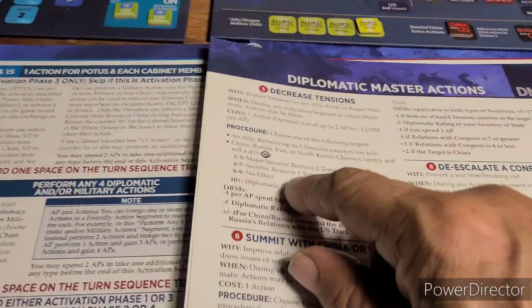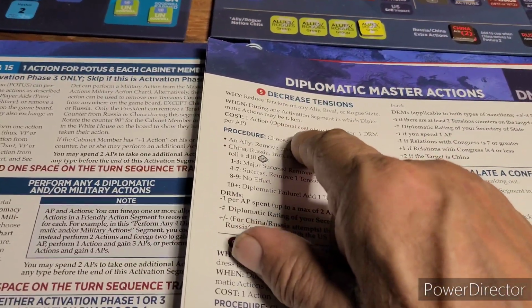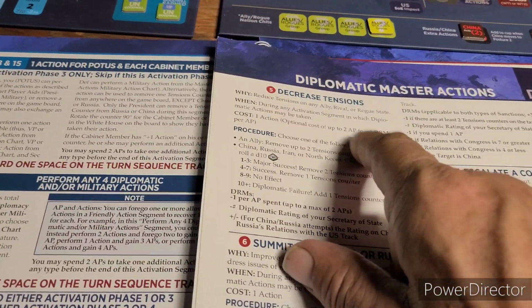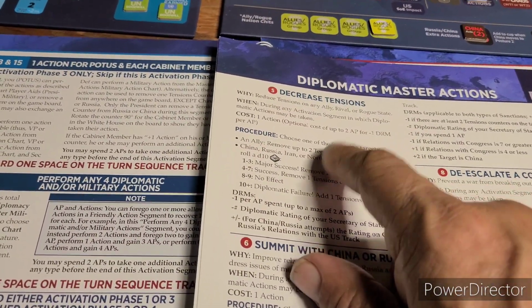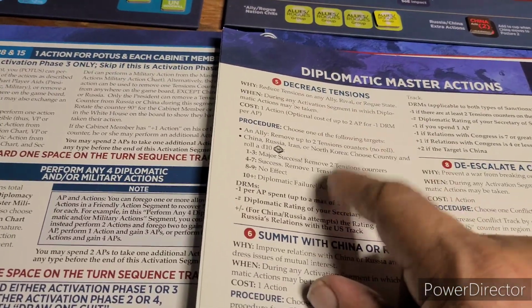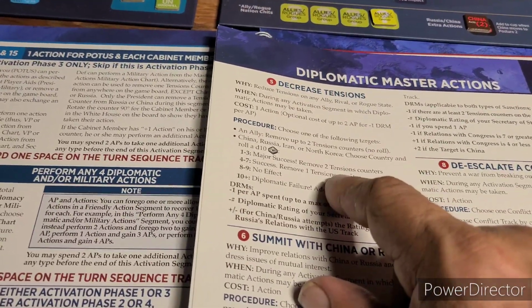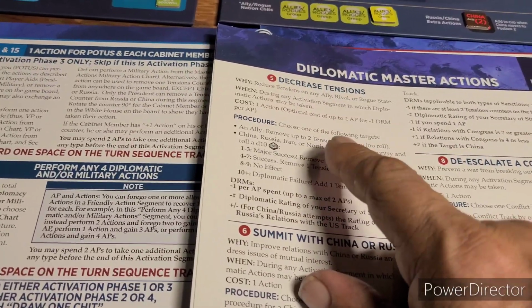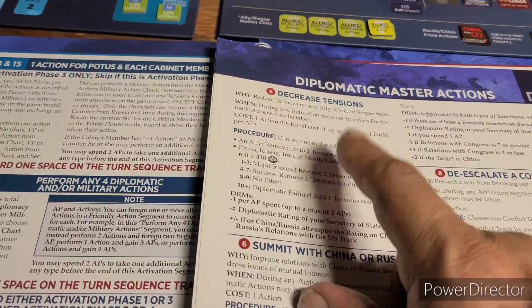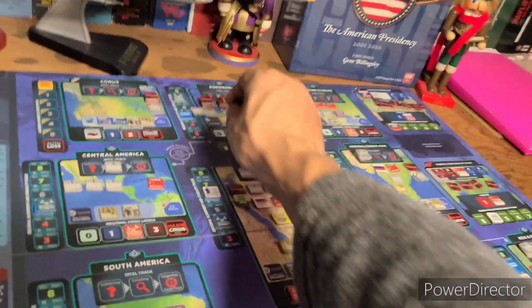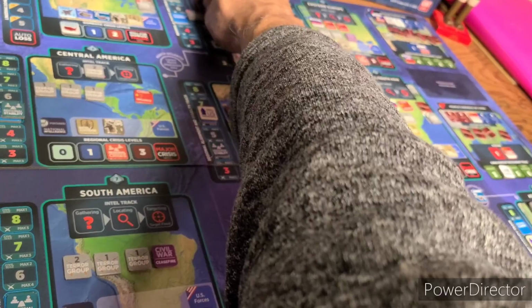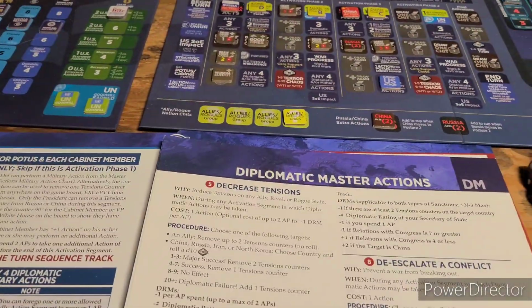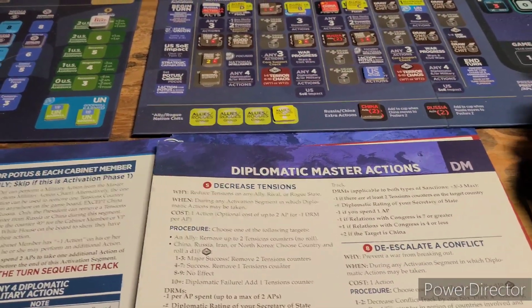All right. 1 action, optional cost. 1 die roll modifier. It doesn't say that it can only be used once, and it would tell you that. We are going to do that, but we're going to do it with Great Britain. We're taking off 2 tension counters for Great Britain. 1, 2. All right, we're getting them down there. The tension's out of there. All right. That is 3. We have 2 actions left.